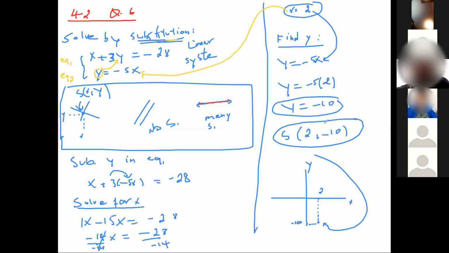So that's basically the solution. One intersection, one point of intersection. Okay, so this is the solution. Does that make sense to everybody?